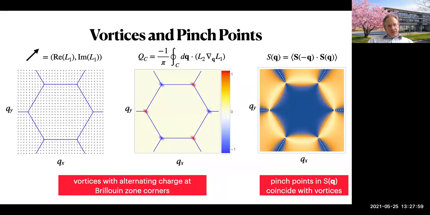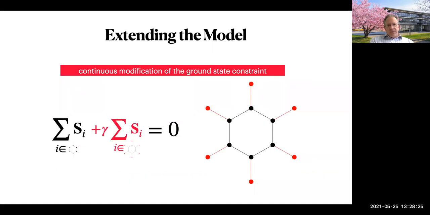So to look at this in more detail, we have on the left the plot of the constraint field in the Brillouin zone, shown as arrows. In the middle, there's the vorticity on the Gamma and Gamma prime points, oppositely charged vortices. And then the pinch points, which show you that there are these algebraic correlations, also live on the Gamma and Gamma prime, on the K and K prime points, and those coincide with the vortices.